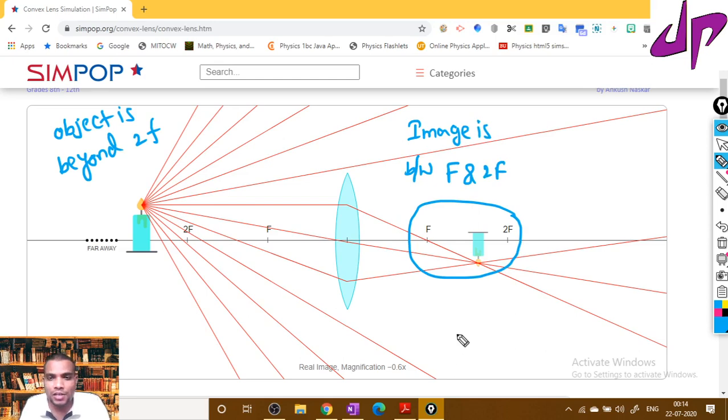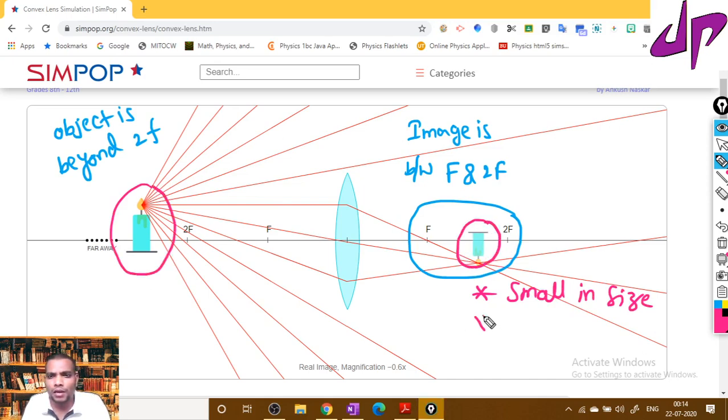Now what is the nature of the image? Here you can see the image is small in size. If you compare the object size and image size, the image is smaller than the object. And the image is a real image. Why? Because it is forming on the other side of the object, so we can call it a real image. And the image is inverted.